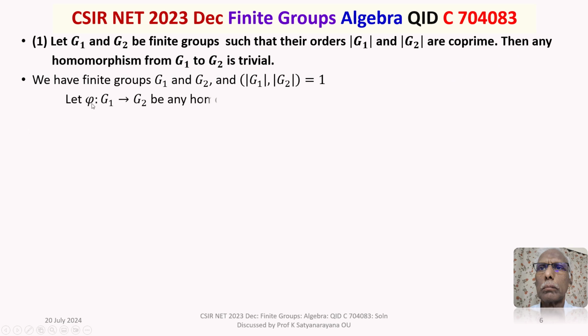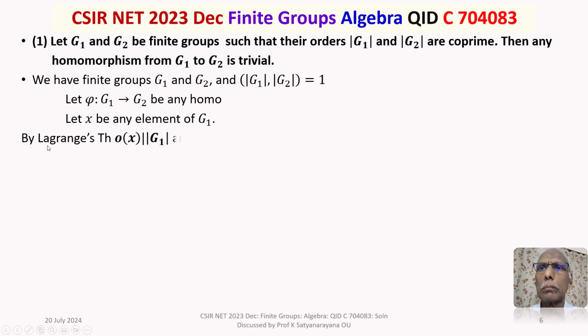Let us take any homomorphism. Let phi from G1 to G2 be any homomorphism, that is an arbitrarily chosen homomorphism. And let x be any element of G1. And what is it that we want to prove? We want to prove that any homomorphism from G1 is a trivial homomorphism. Let us take an arbitrary element in G1.